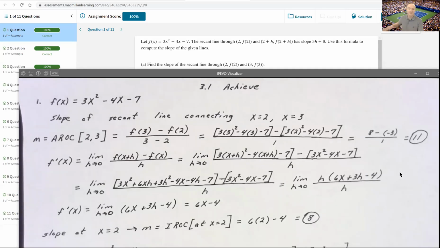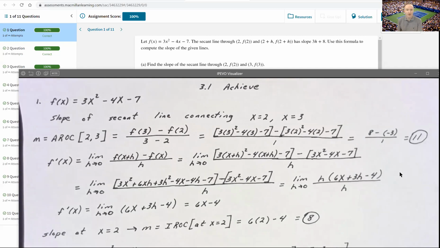Hello, everyone. We're starting Chapter 3 with the definition of the derivative. The assigned problems aren't fantastic in this section, but we'll make the best out of them and look at what they want you to do here.